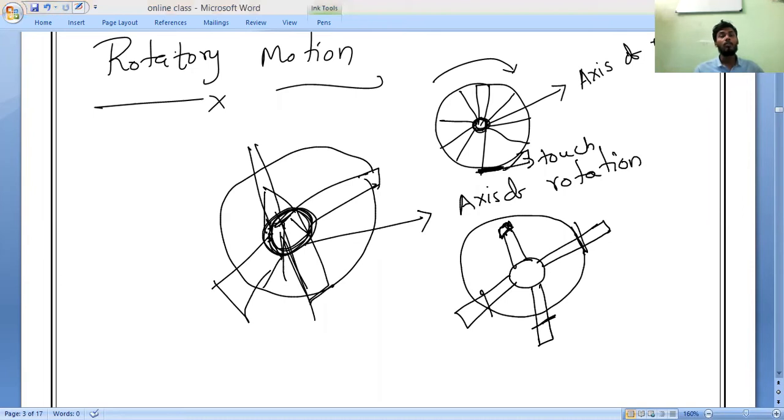Do you understand it? So, a body cannot be treated as a point. All the particles move simultaneously along circles. But whose center lies on a line, some midpoint? That is called the axis of rotation, by shifting through an angle in a given time. That motion we call rotatory motion.